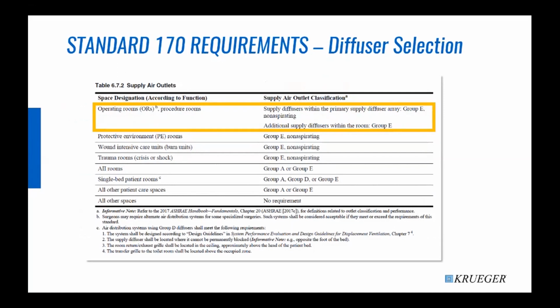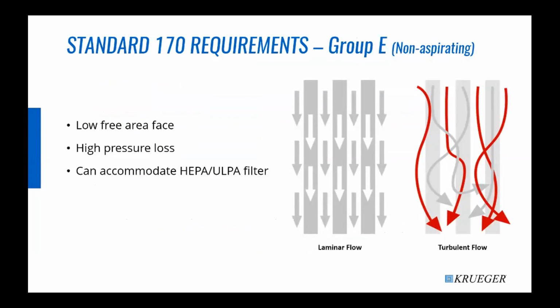ASHRAE 170 defines the primary supply diffuser array as the area that extends 12 inches outwards from the OR surgical table. So we will continually refer to this term, the primary supply diffuser array, continuing in this presentation. Laminar flow diffusers, defined by ASHRAE 170 as non-aspirating diffusers, are designed to be used in an OR above the surgery table and staff to provide a sterile field during surgery.